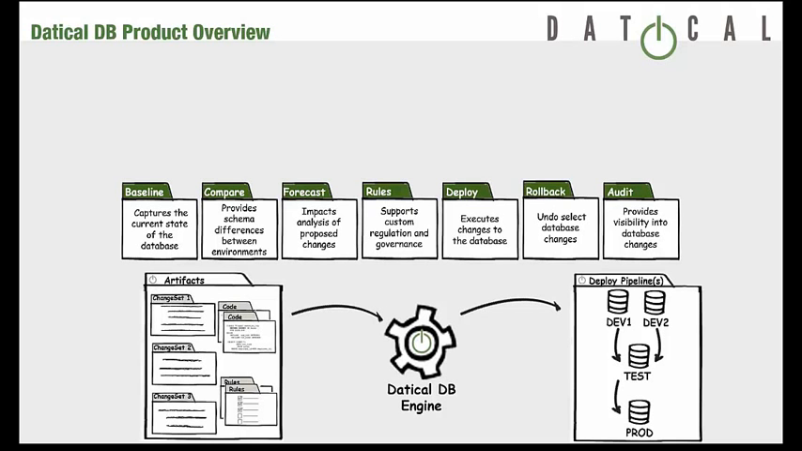So that gives us kind of a golden image of where to start from, and ensuring then that we can get all the other data schemas up to that level, and then that becomes how we make changes by applying that to that model. And then we've already talked about forecast, rules, deploy, rollback. A lot of things we do for rollback.